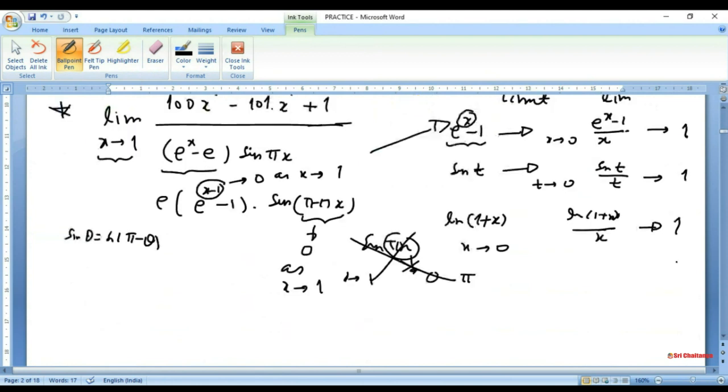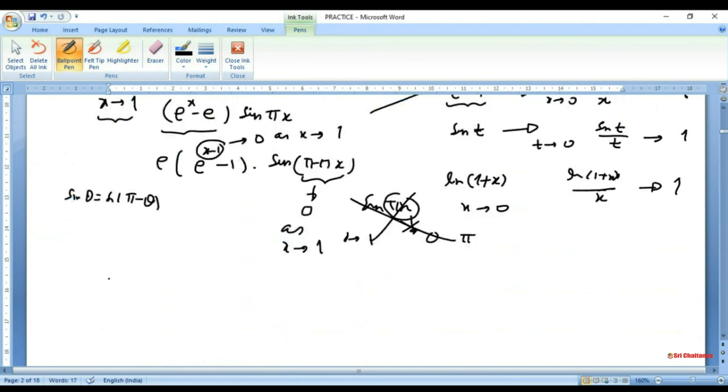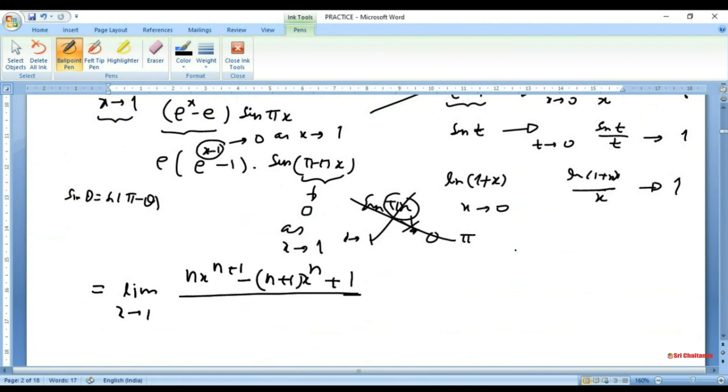Next, we simplify a bit. So we'll write now equal to limit of x tends to 1. Numerator, I will just write using n times x^(n+1) minus (n+1) times x^n plus 1. And for a moment, we put n equal to 100. There is no point in carrying this number 100. There may be a bigger number. So let's focus on the work.